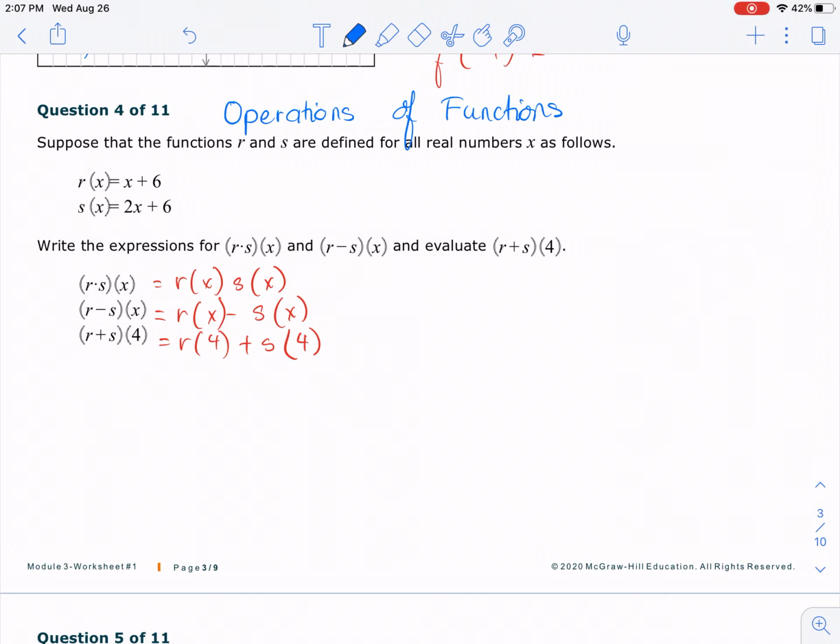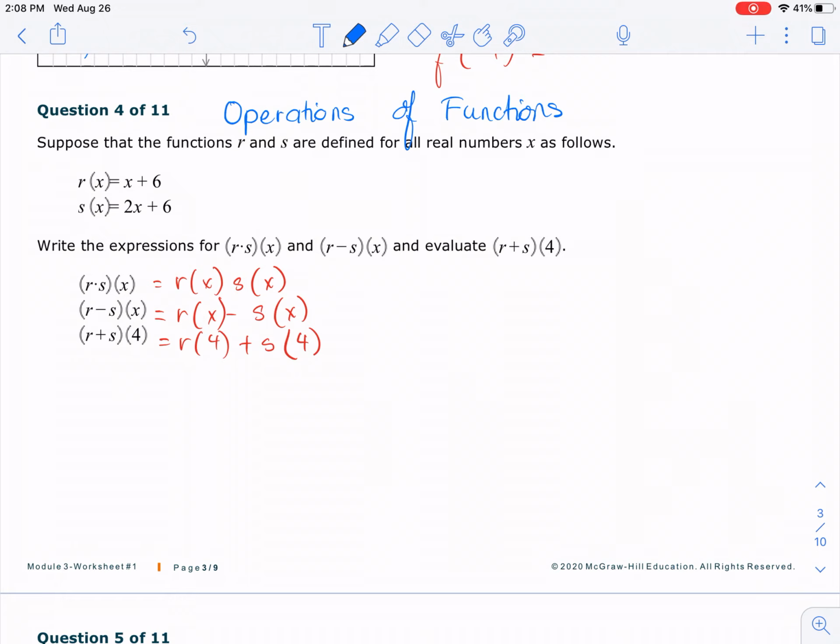Let's take a look at all the operations of functions. This is straightforward. So for example, (r times s)(x) is just r(x) times s(x). (r minus s)(x) is just r(x) minus s(x). And (r plus s)(4) is r(4) plus s(4). So to do these problems, we know how to take care of multiplication, addition, and subtraction of expressions.